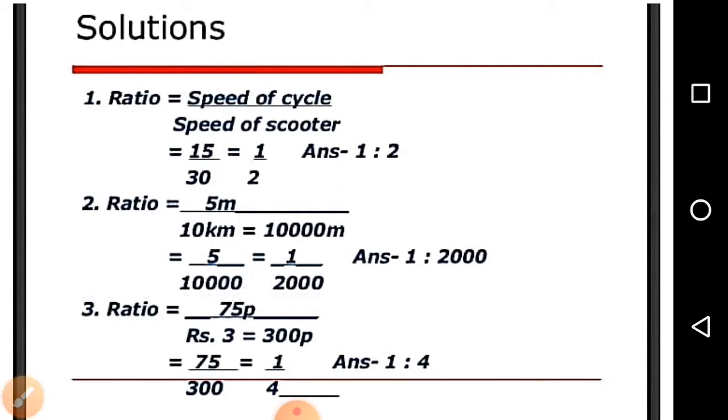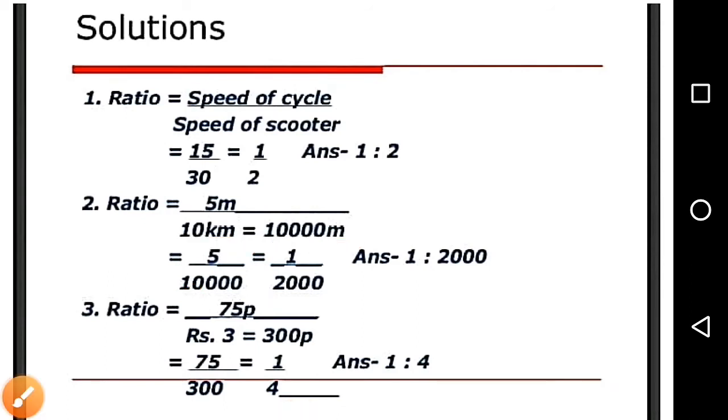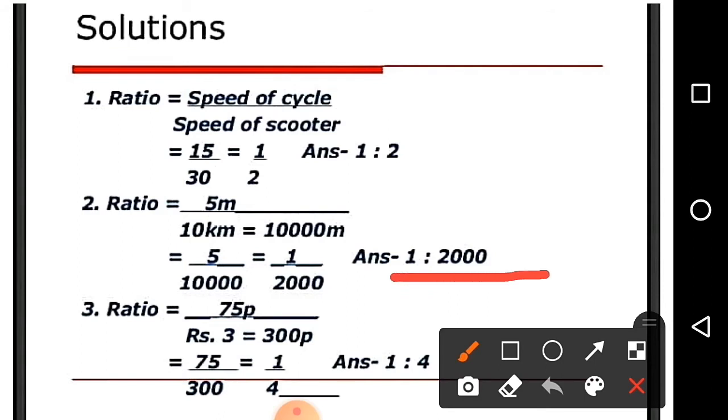Next question was 5 meter to 10 kilometer. Now 5 is in meter, so that is okay, but next is 10 kilometer. So 10 kilometer we have to first convert into meter because the unit should be the same. So 10 kilometer means 10,000 meter. So now you will divide 5 by 10,000. If you do cancellation, 5 ones are 5 and 5 twos are 10. So 1 upon 2,000 will be your answer. So the answer is 1 ratio 2,000, or you can also read it as 1 is to 2,000. Okay, so this was the solution of the second one.